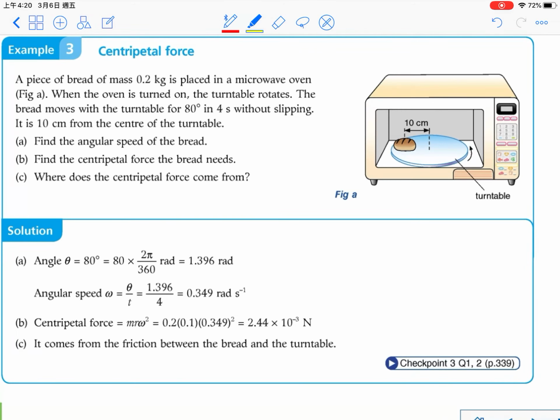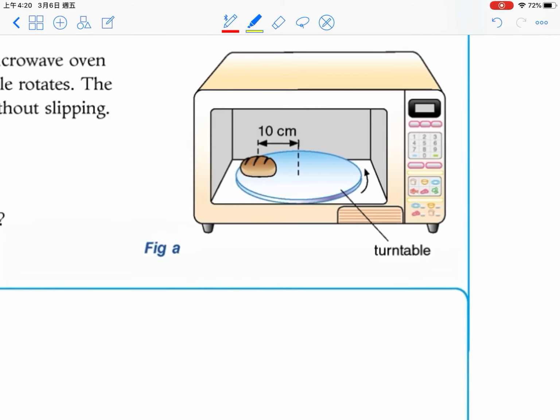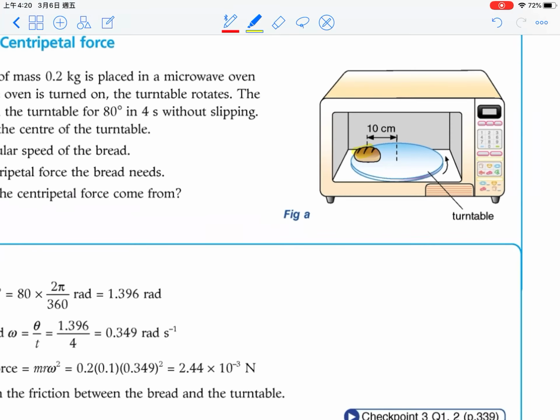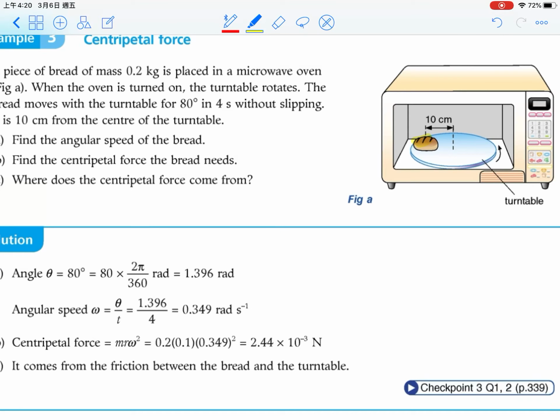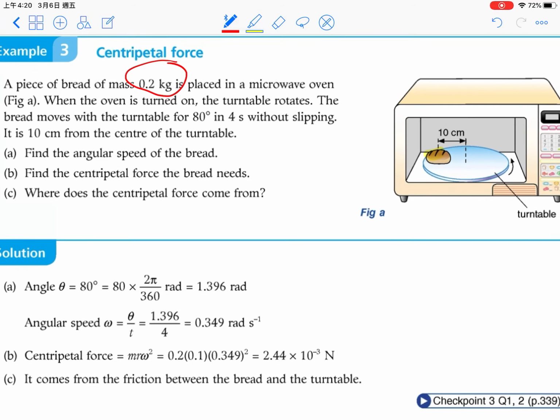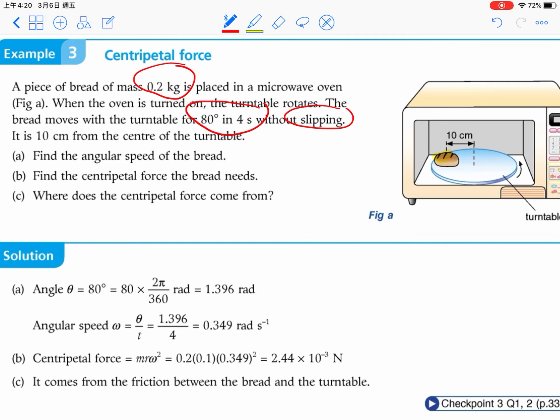Now, let's look at example 3. You see there is a microwave oven. The object, the plate here, is moving in a circle. The bead is 0.2 kg, and it turns 80 degrees in 4 seconds without slipping. And r is 10 cm. Find the angular speed.